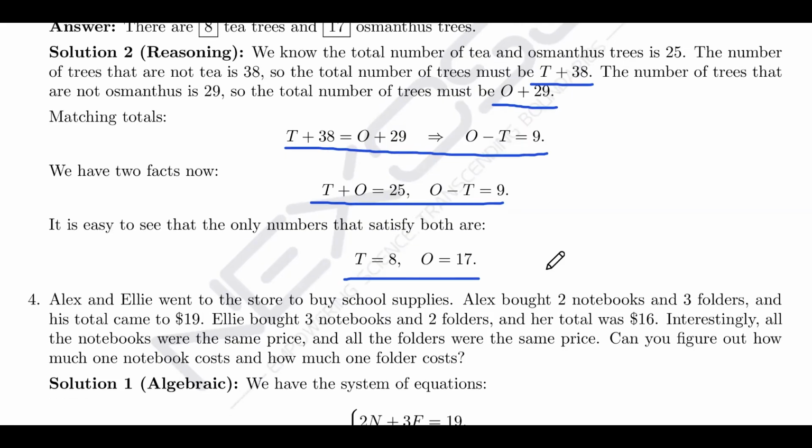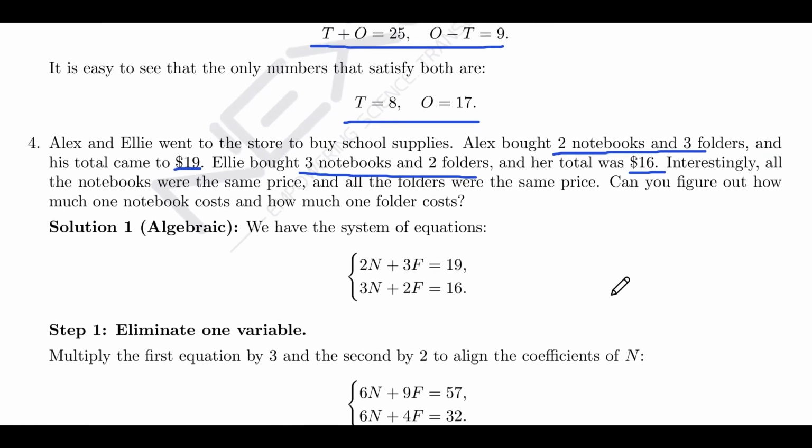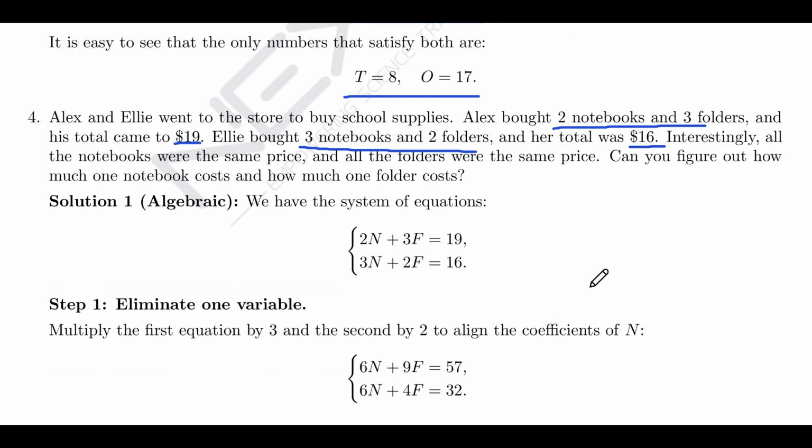Fourth example is a shopping problem. Alex bought 2 notebooks and 3 folders for $19. Ellie bought 3 notebooks and 2 folders for $16. All notebooks cost the same and all folders cost the same. Solve algebraically by letting the notebook price be n and the folder price be f.